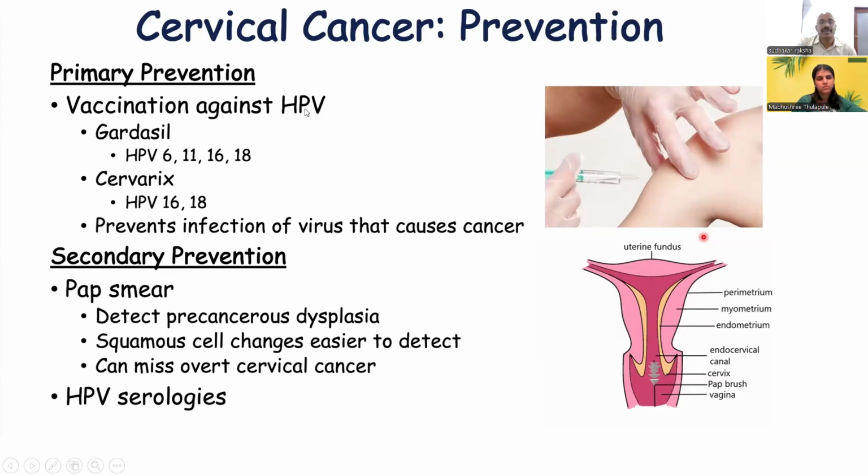Primary prevention is by giving the human papilloma virus vaccine. Secondary prevention is by doing the pap screening, the pap smear. A pap smear is done from 21 to 65 years, every 3 years. It will help in early diagnosis, and thereby we can prevent cancer-related morbidity. Another method is doing the HPV antibody test along with the pap smear. Every 5 years, HPV testing can also be done for early diagnosis of HPV infection.